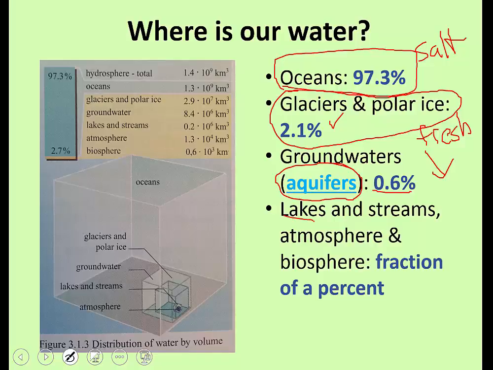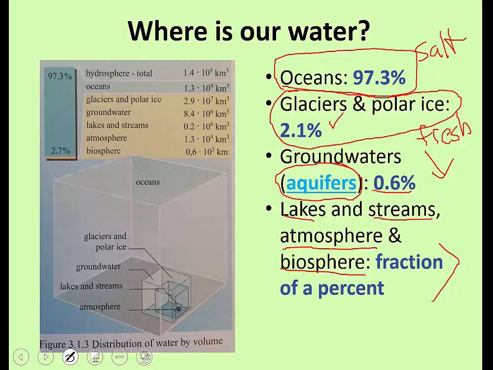We also have, as we know, lakes, streams, ponds. We have some moisture in the atmosphere. We have some moisture in the biosphere. So we have those clouds and things like that. Those represent a mere fraction of a percent of the water on Earth. So think about really cloudy days when it's just ready to pour rain. It looks like there's a lot of moisture in the air. It's not even a drop in the bucket for what we have.